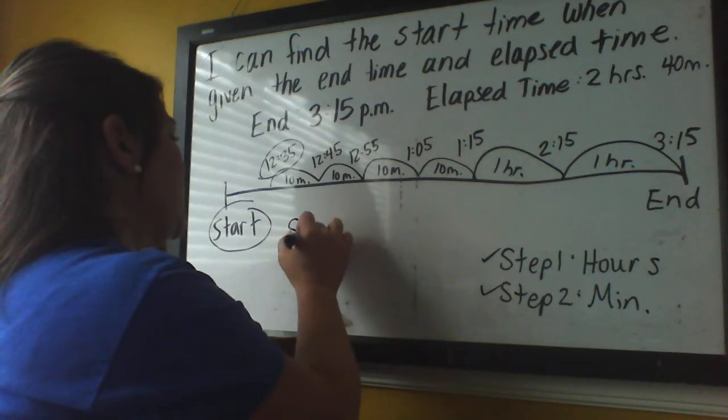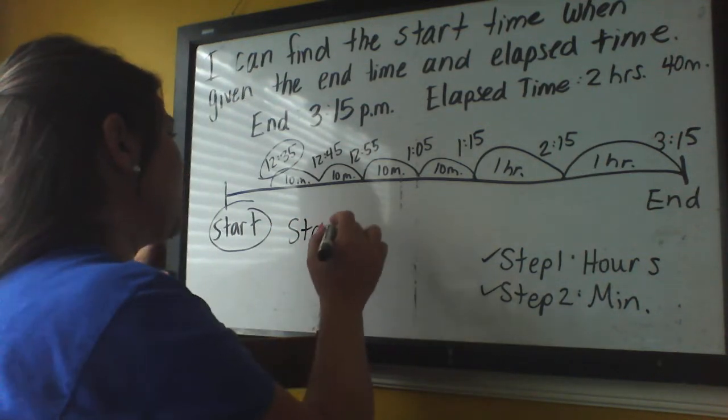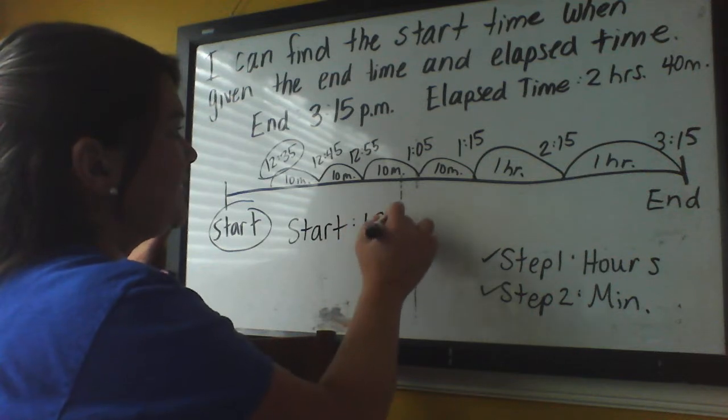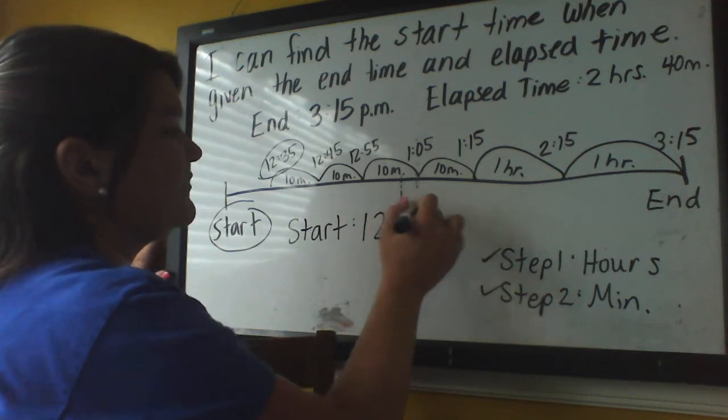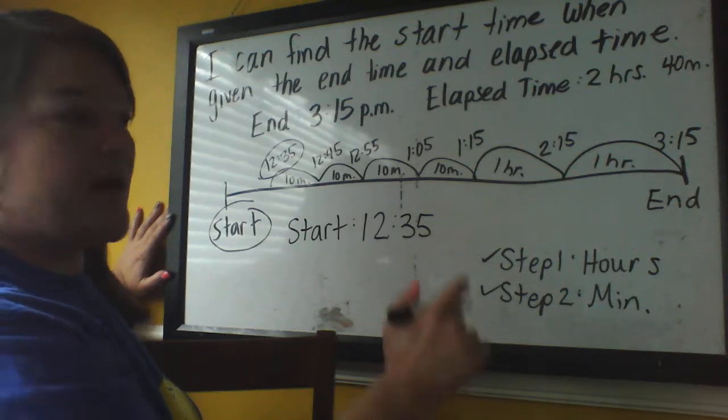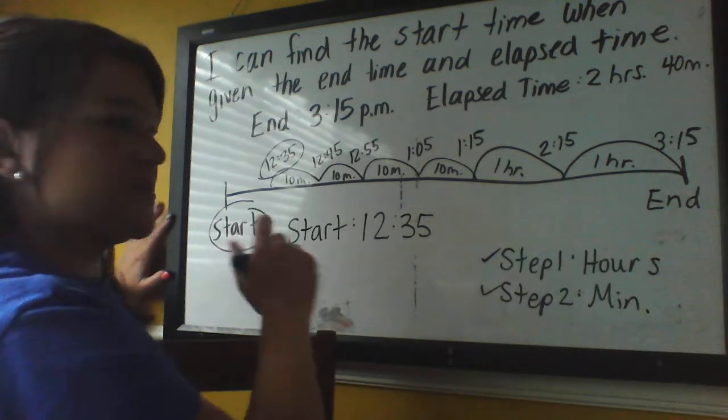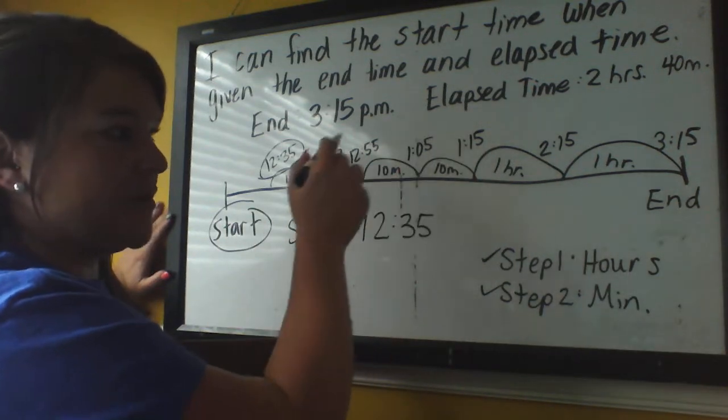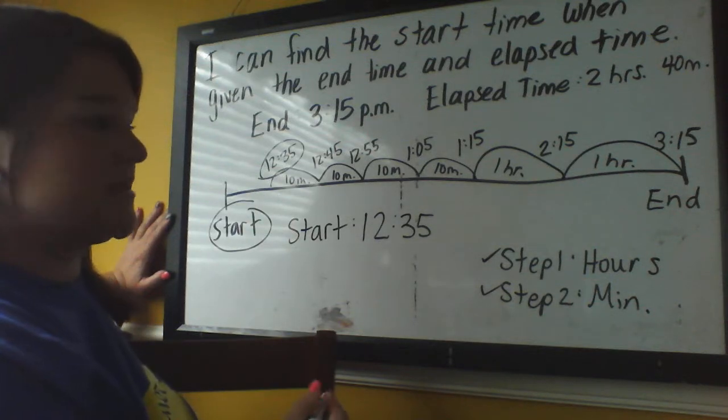So I know that if I want to be on time to see this movie, then I need to get there at least 12:35. So remember, when you have the end time and you're trying to figure out the start time, you have to go backwards to figure out your start time.